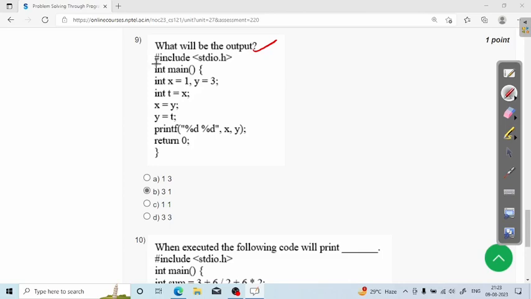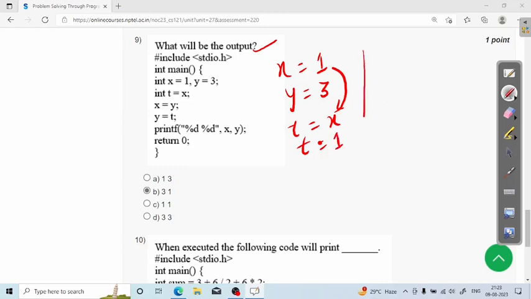Now as we don't have any pre-processed directive, we'll directly go to the main function and try to execute it. Here we can see, first of all, variable x is assigned a value of 1, variable y is also assigned a value of 3, and then we are taking the third variable, t is equal to x. As the value of x is 1, the value of t will also become 1.